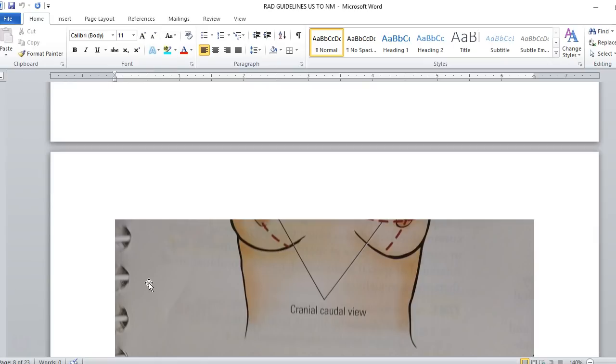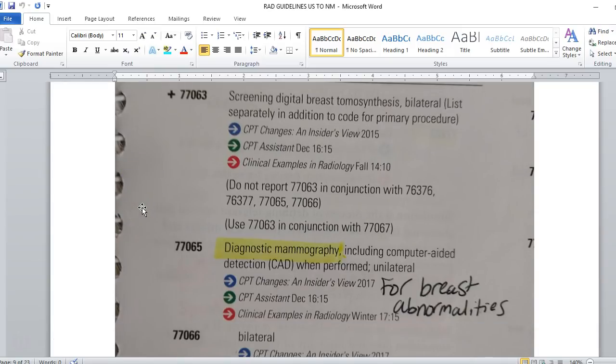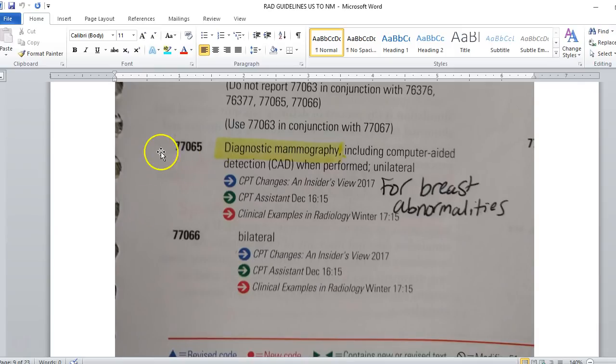So let's talk a little bit about mammograms. So this is page 475. There are no guidelines here, but I want to talk about the differences for these codes. So 77065 is a diagnostic mammogram unilateral, and I wrote for breast abnormalities. These are going to be for masses. This could be a calcification, a cyst, a benign tumor, a lipoma, whatever it ends up being. But this is a diagnostic, meaning we're trying to diagnose the problem.